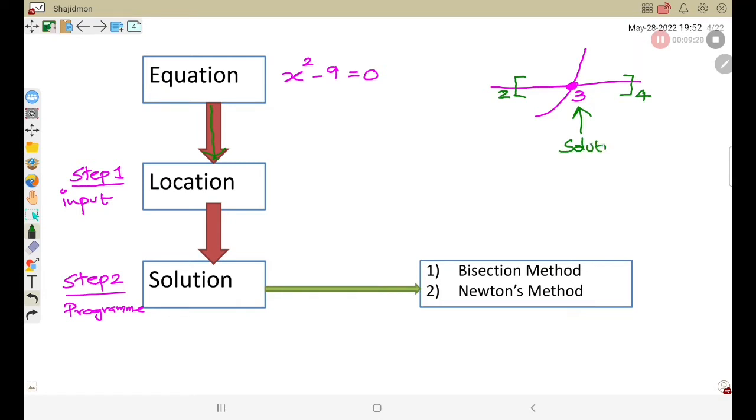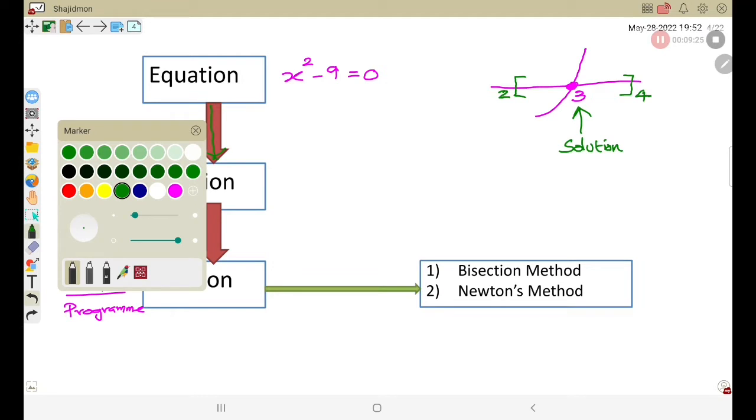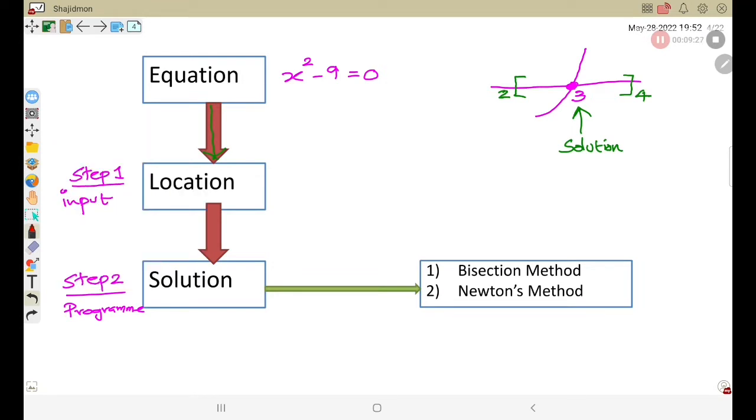This number 3 is our solution. So to find it, first we find the location of the root. Where is the root coming? This number we call the A number and this number we call the B number. Those two numbers we call the location of the root. When we create a code or program, we need to enter our A number and our B number in the bisection method. These two numbers are the input in the program.